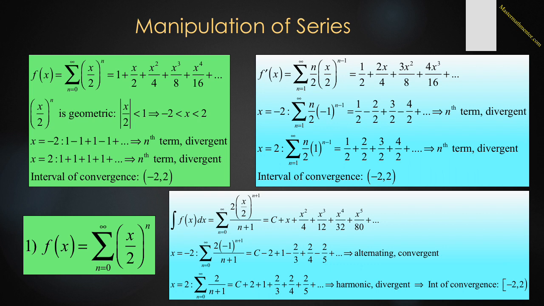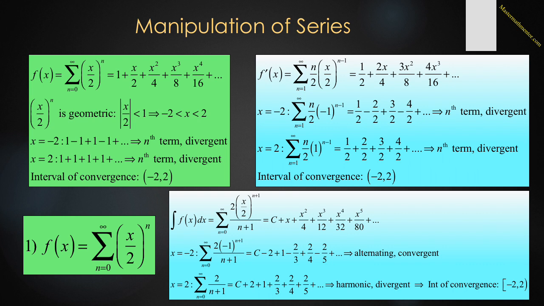To integrate f of x dx, we integrate the series general term, and using u substitution, we get summation n equals 0 to infinity of 2 times x over 2 raised to the n plus 1, all over n plus 1. And this is equal to c plus x squared over 4 plus x cubed over 12 plus x to the 4th over 32 plus x to the 5th over 80 plus dot dot dot.